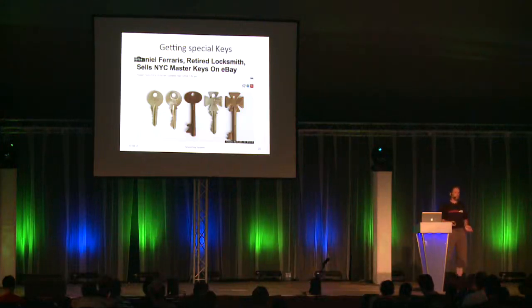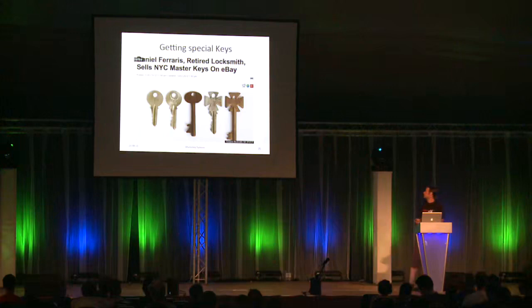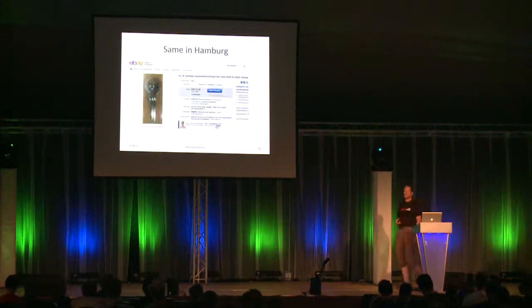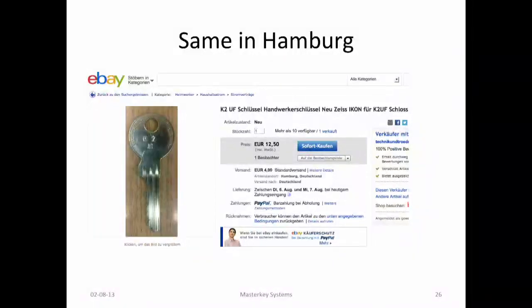This will never do in Europe or Germany. Sorry about this. It's just as easy to get the same thing in Hamburg. You just go on eBay. You need a power company key. For 12.50 euro, you can buy one. This will open every power station, every door that you use, meter rooms or something like this. This key can be easily bought.